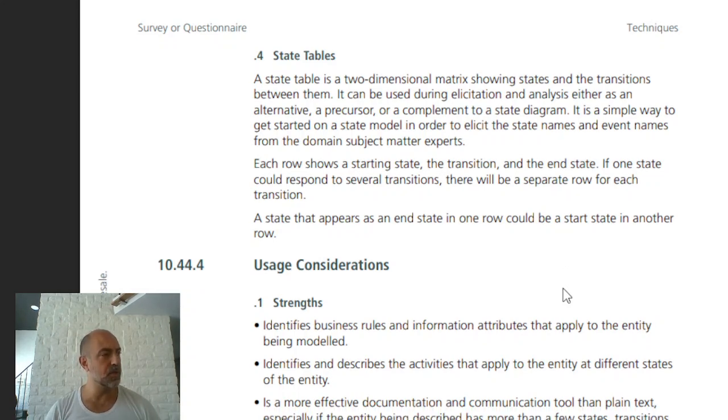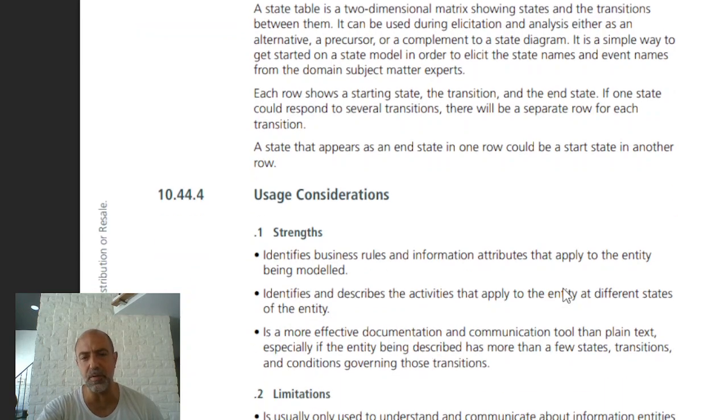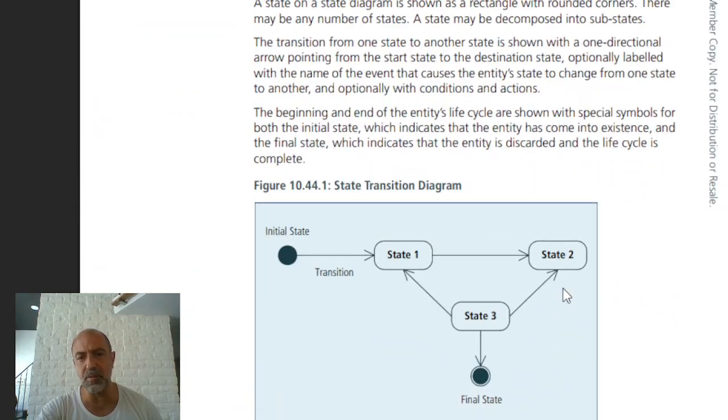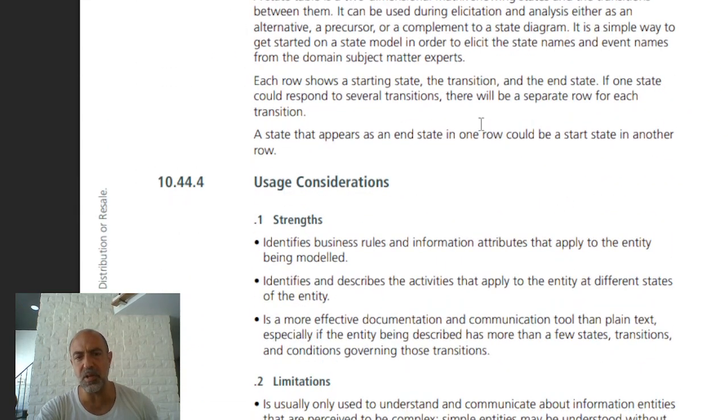What was this? Each row shows a starting state and transition at the end of the state. One state could respond. So like, I wish they gave us an example, right? But it seems like it's more, let's actually do it.